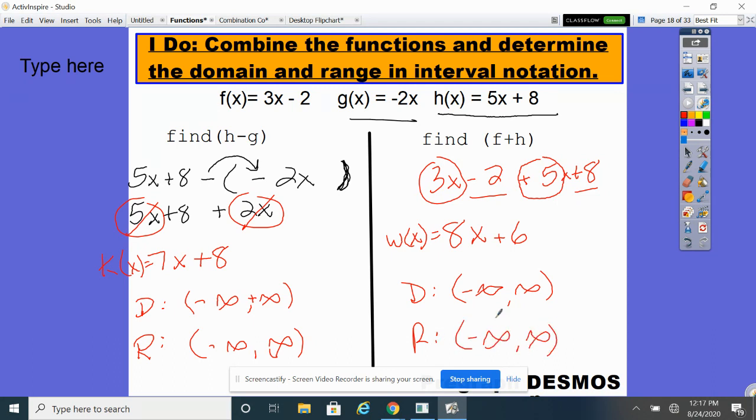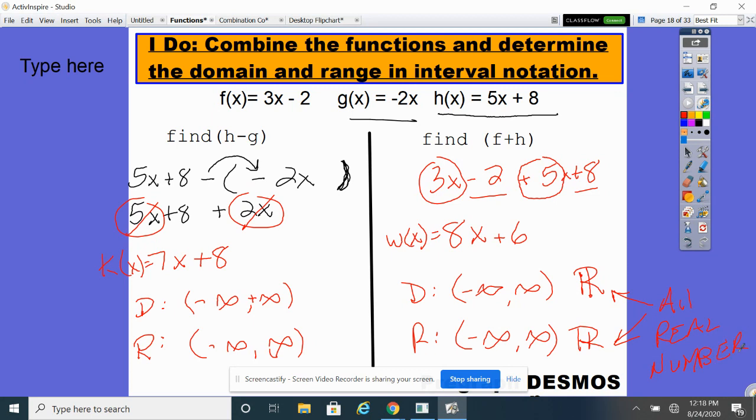Now, if you don't want to write all that out, a faster way to do it is just to make an R and then put this extra line through it. This means the same thing as negative infinity to infinity. And what those symbols mean is all real numbers.